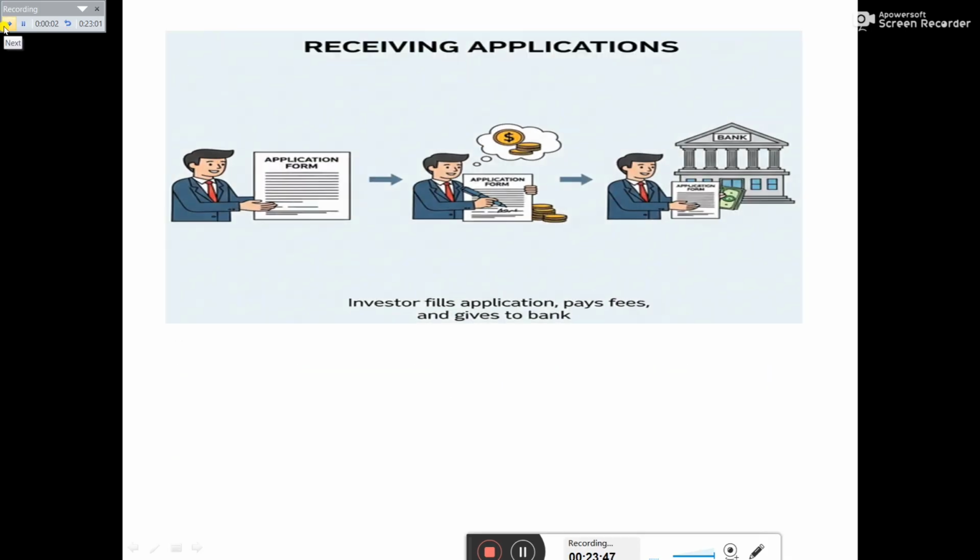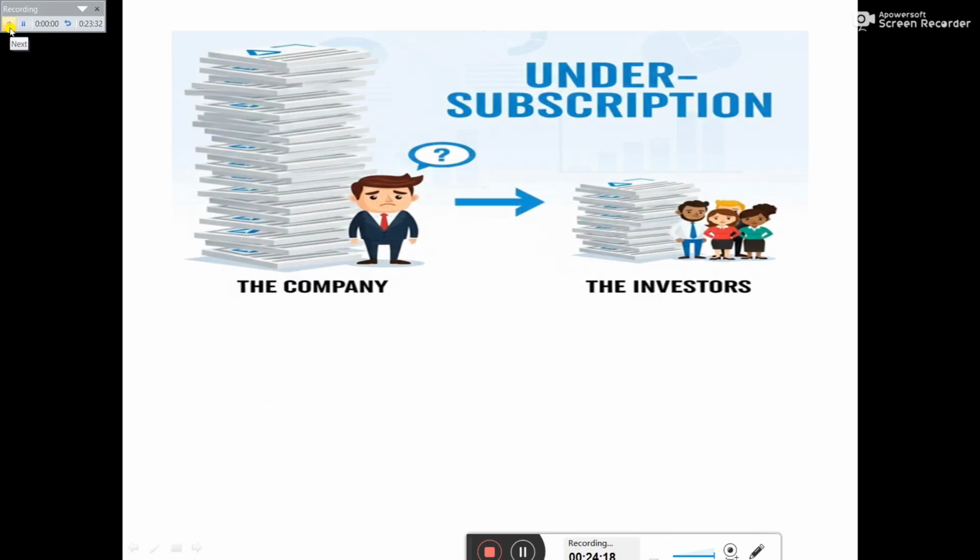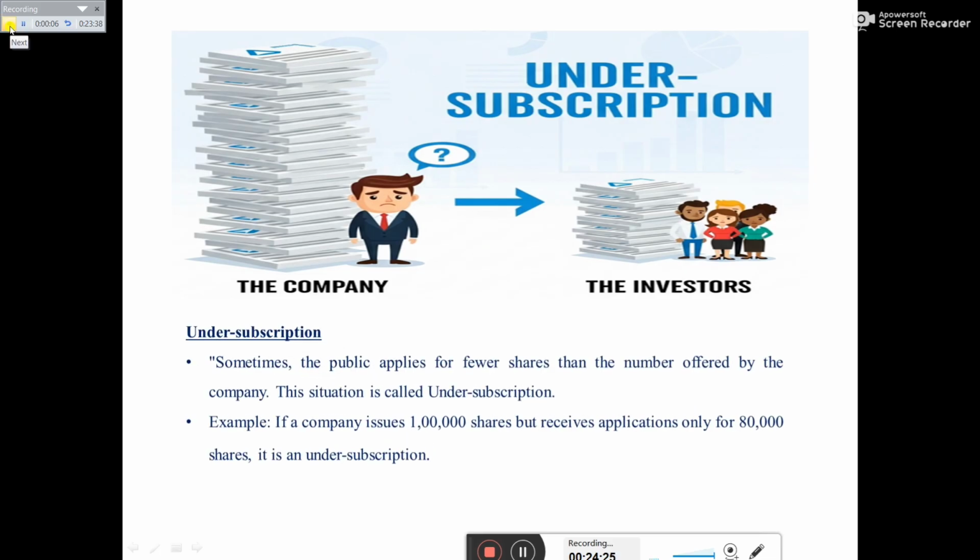Next, receiving applications. The next step is, once the company invites the public to apply for the shares, the public receive the applications. For that, they go to a bank, receive the application and fill up the application form, and then they provide the application to the bank. So the bank will receive the application by collecting the required application fees from them. After that, in that situation, what happens?